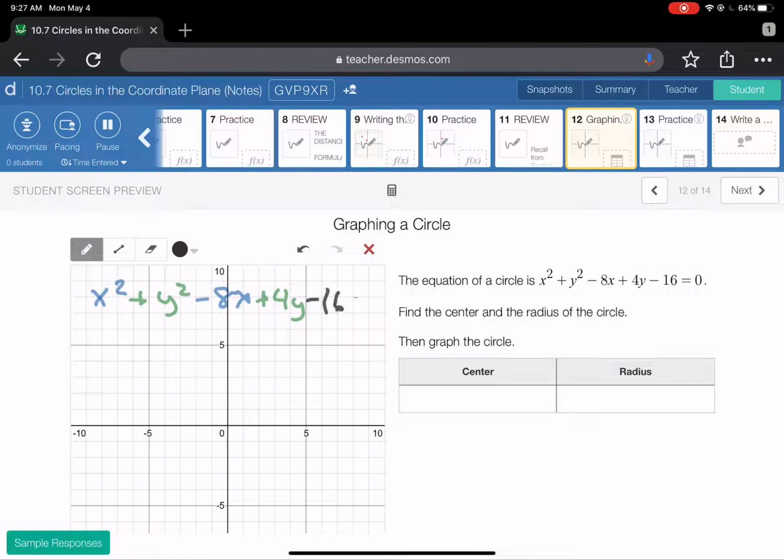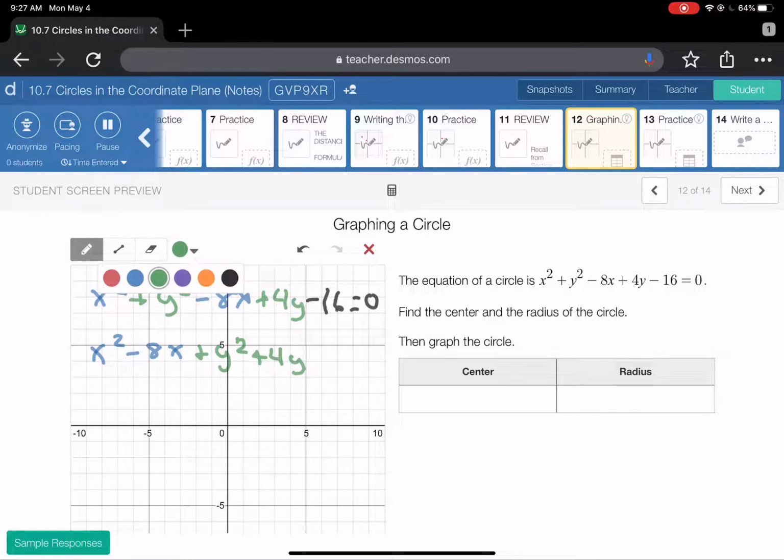minus 16 equals 0. Okay, so the first thing I want to do is group everything together with what it belongs to. That's why I color-coded everything. So using the commutative property, I'm going to move the x squared minus 8x together, and then I'm going to put the y squared next to the 4y.